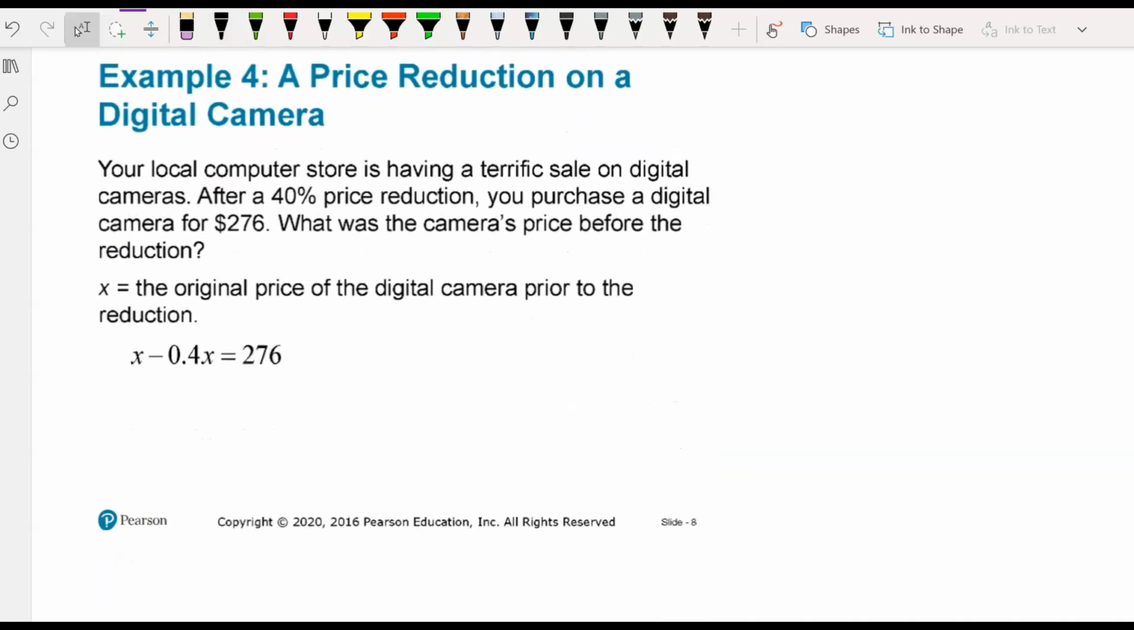All right, price reduction on a digital camera. It says your local computer store is having a terrific sale on digital cameras. After a 40% price reduction, you purchase a digital camera for $276. What was the camera's price before the reduction? So x is the original price of the camera prior to the reduction. So remember, when you have a sale, you're going to multiply by the percent of the sale. So we want to subtract that from the original price.